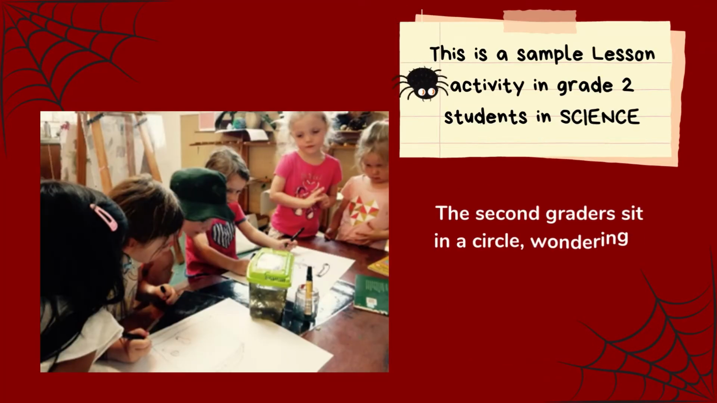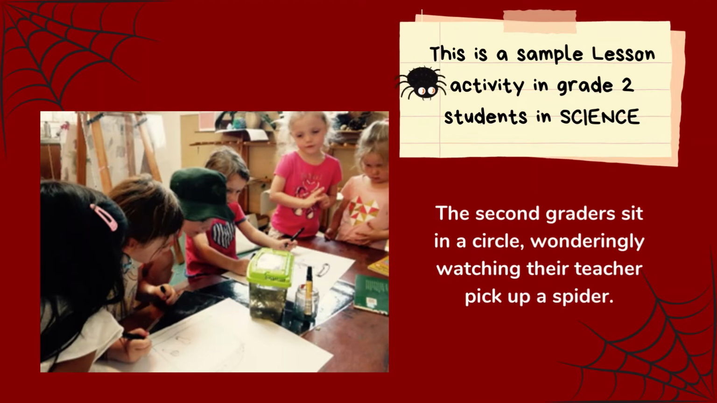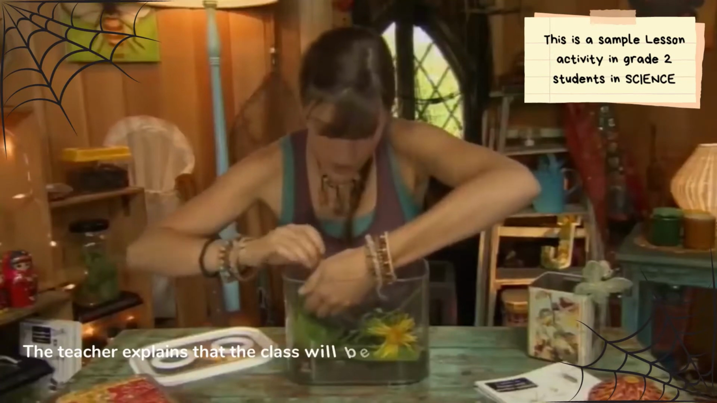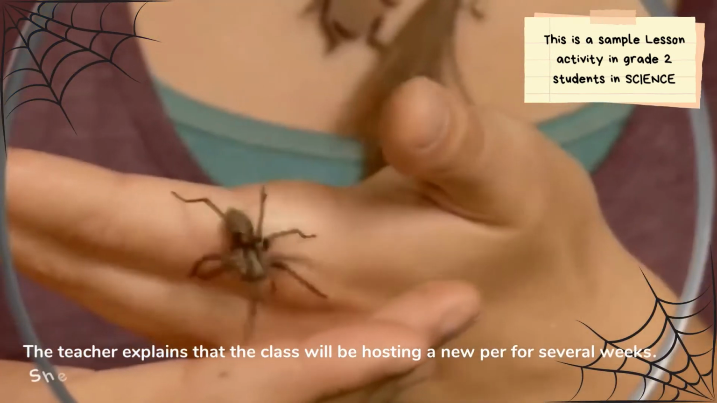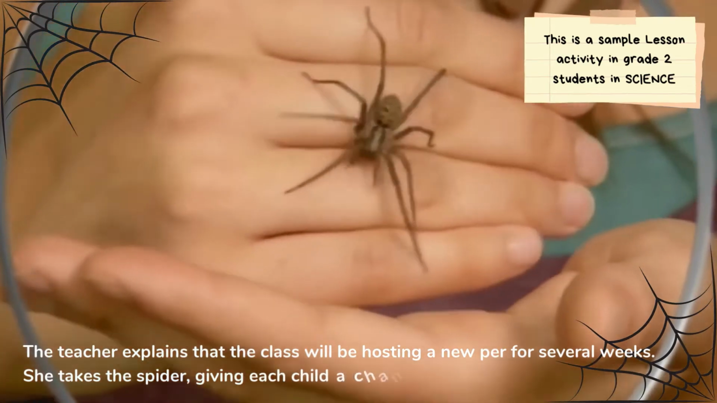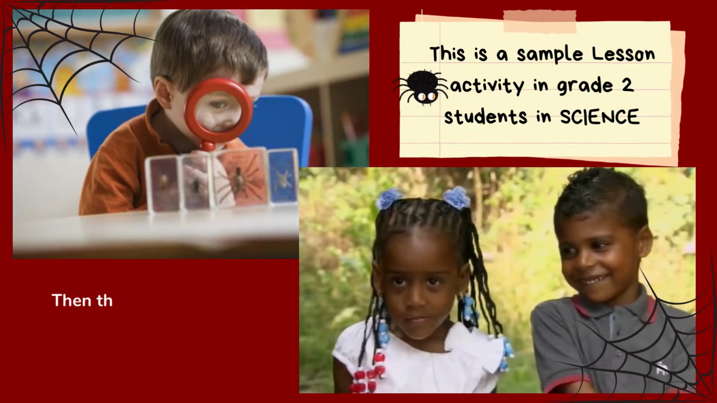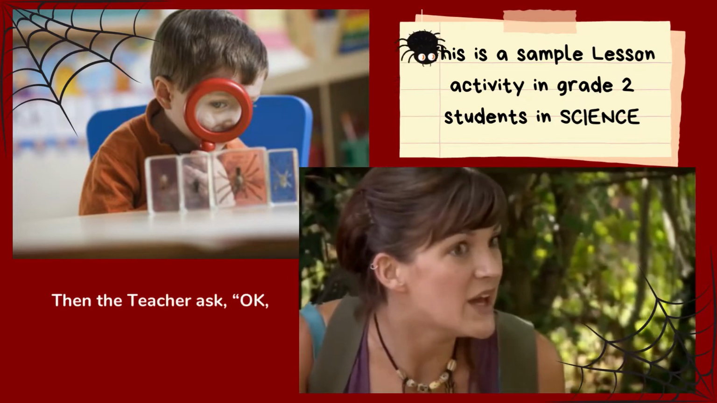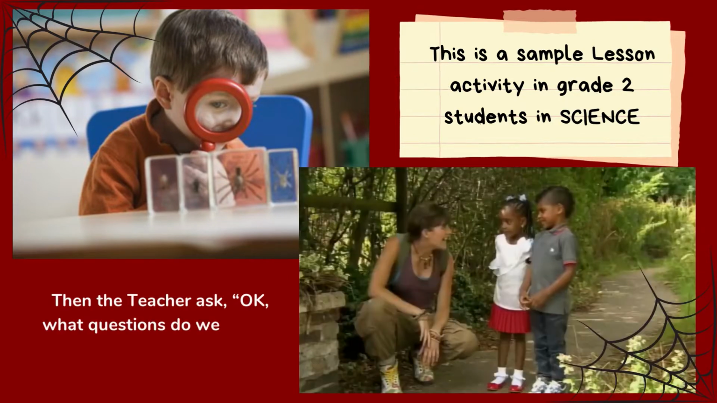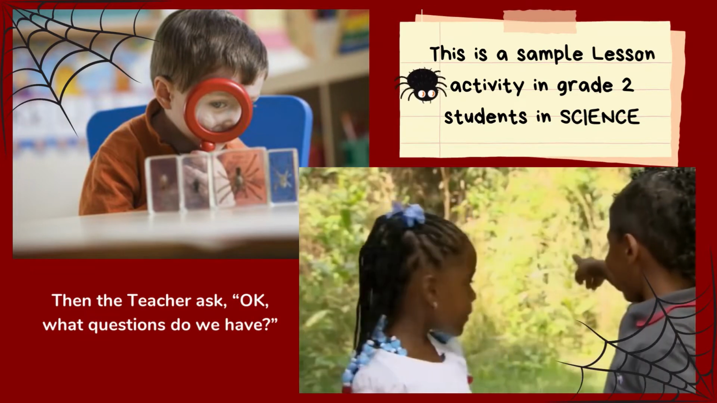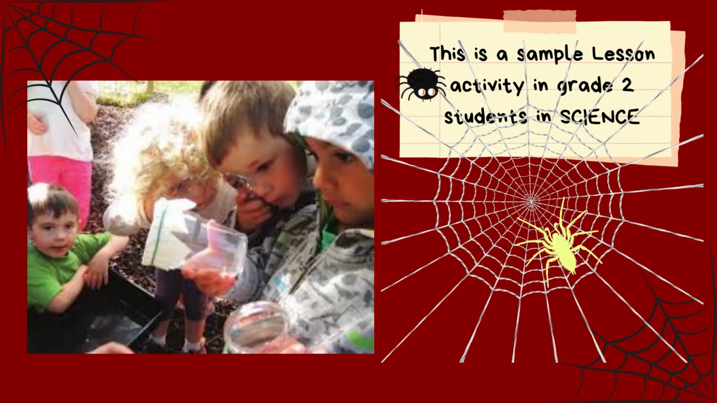The second graders sit in a circle, wonderingly watching their teacher pick up a spider. The teacher explains that the class will be hosting the new pet for several weeks. She takes the spider around, giving each child a chance to have a good look. Then the teacher asks, "Okay, what questions do we have?" The teacher then writes down all the questions asked by the students and tries to find the answers soon. The teacher says, "Maybe we can find the answer to all our questions if we study our new pet."